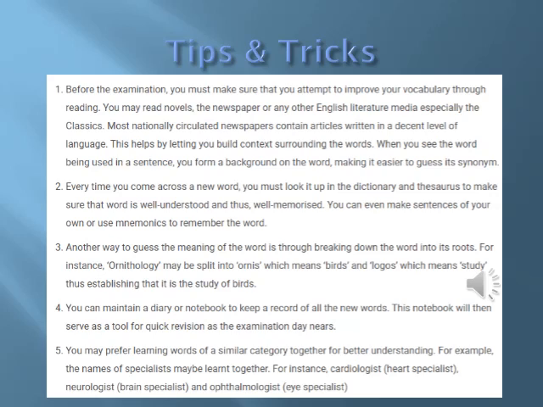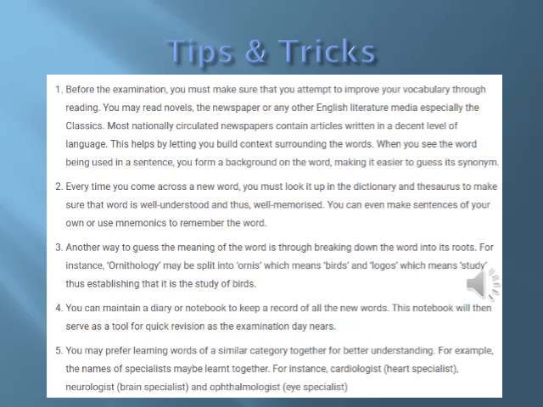Before the examination, you must make sure that you attempt to improve your vocabulary through reading. So you must have good vocabulary. You may read novels, the newspaper, or any other English literature media, especially the classics. Most nationally circulated newspapers contain articles written in a decent level of language. This helps by letting you build context surrounding the words. When you see the word being used in a sentence, you form a background on the word, making it easier to guess its synonym.